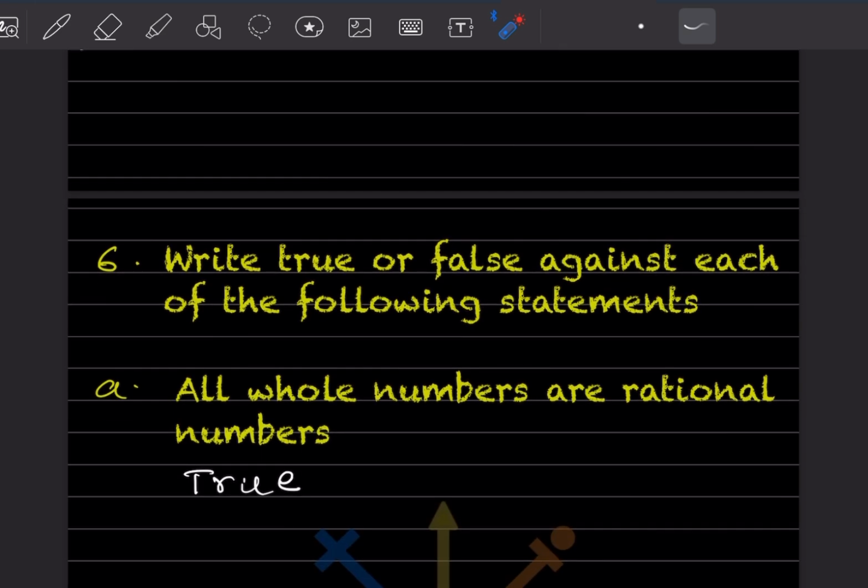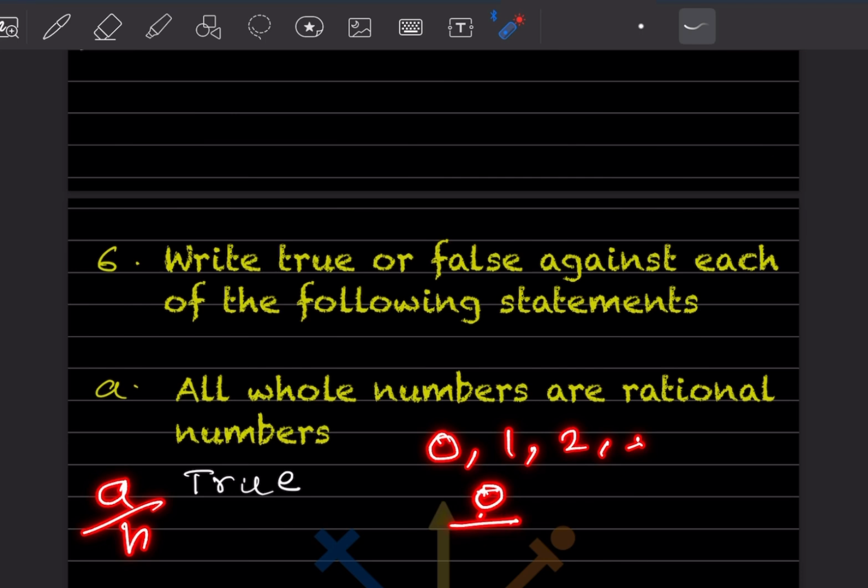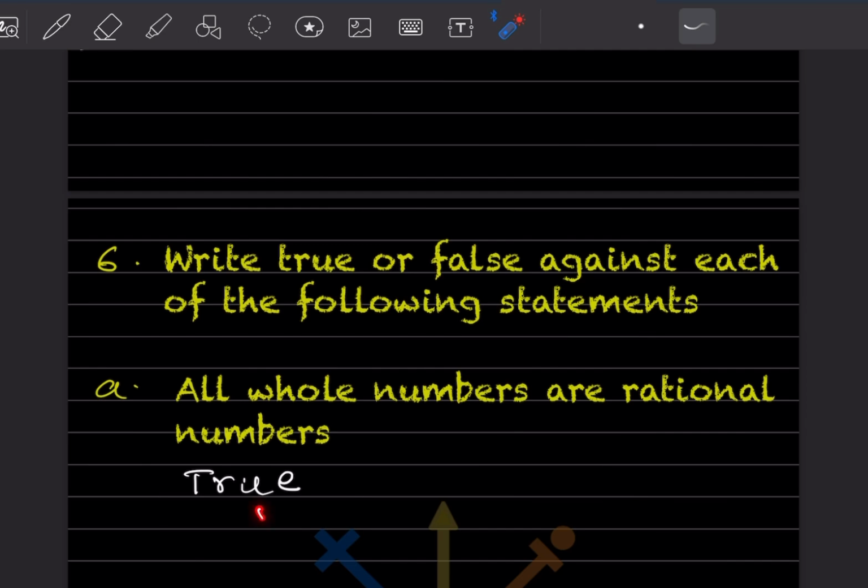Write true or false against each of the following statements. So here they said all whole numbers are rational numbers. So that is true, because the whole numbers start with 0, 1, 2, 3 and so on. So if we are writing 0 as a rational number, it will be in the form of a by b. So 0 also, you will write as 0 divided by 1, that is going to be 0. 1 by 1, 2 by 1 and so on. So these are the rational numbers, so that is true.